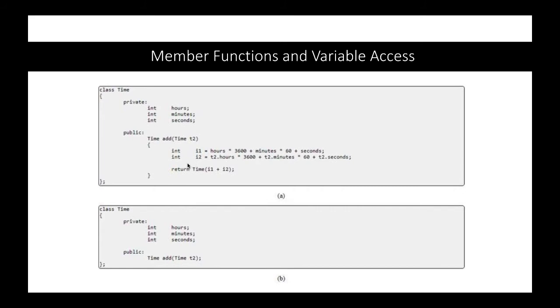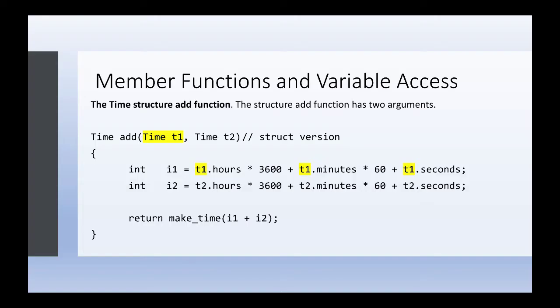Okay, so moving on to the next line, we have an integer I1 equals hours. Now, if you remember back to the time struct, it would have said T1.hours. As a matter of fact, let's jump forward for a second so you can take a look. I have an example of the time struct add function. So this is what our time struct version looks like. We have the return type of time, our name is add, and passed in we have a time variable, and then over here to the right we have another time variable.